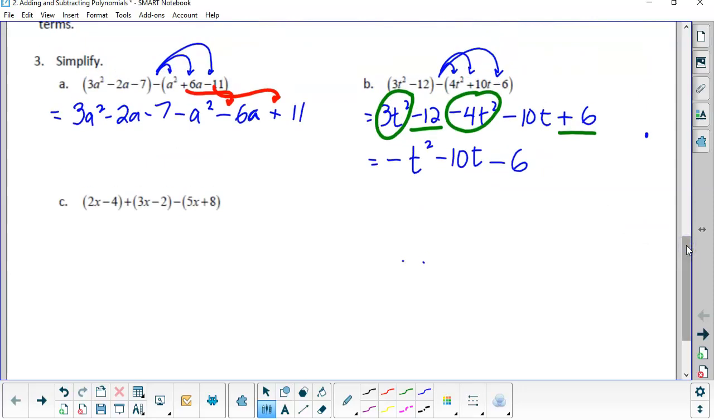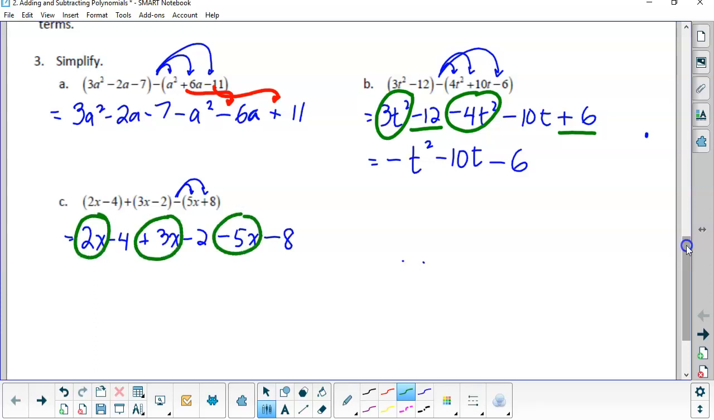Okay, and then C, same thing, nothing in front, so we just copy that out without the brackets. Adding here, so nothing changes. Subtracting does, so subtract 5x, okay, and subtract plus 8 is subtract 8. Now your x term, x term, x term, constant, constant, constant.